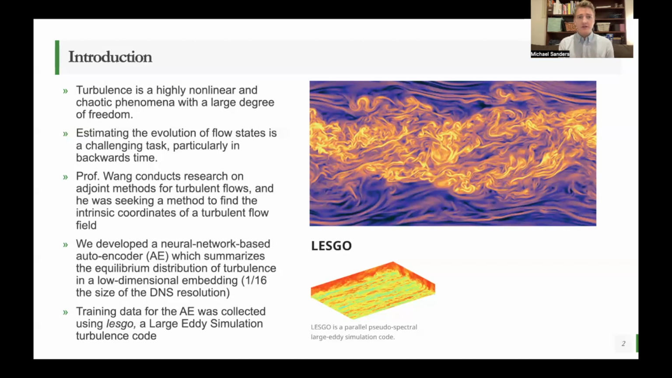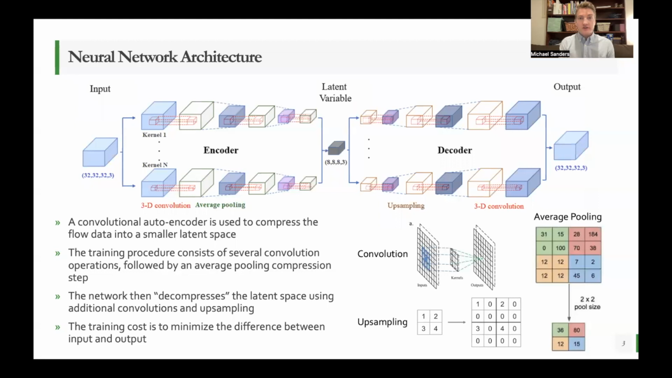To that end, we developed a neural network-based autoencoder, which summarizes the equilibrium distribution of turbulence into a low-dimensional embedding. So you can think of this as a compression algorithm that compresses the data in the flow field to 1/16th the size. The data that we used to train the neural network was generated using the Johns Hopkins code LESCO. So let's talk about the structure of this neural network.